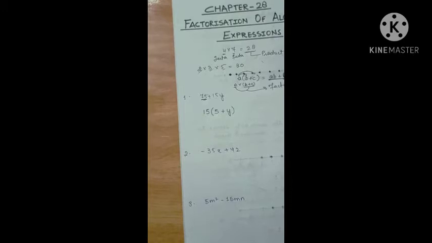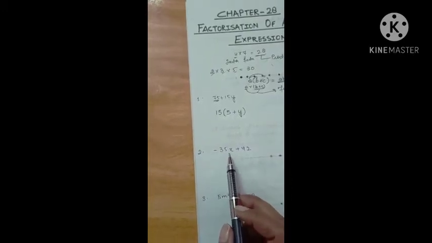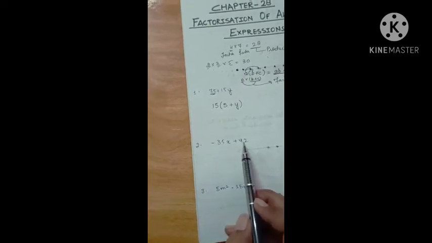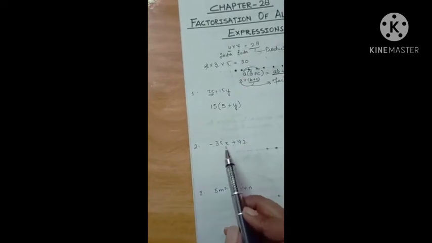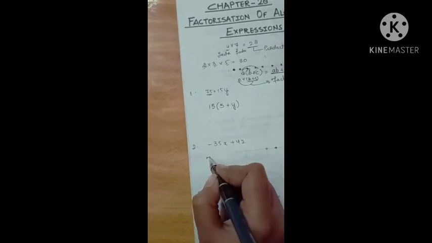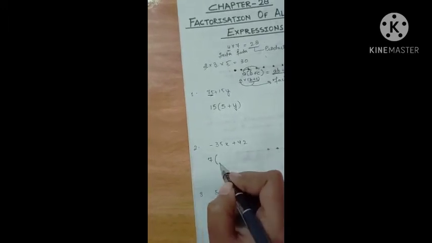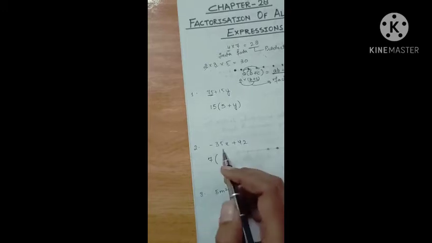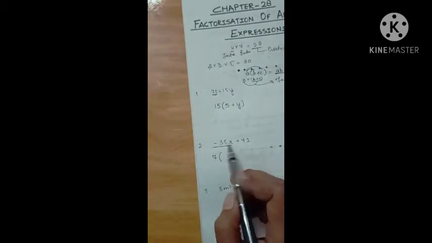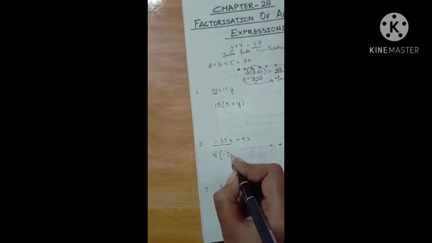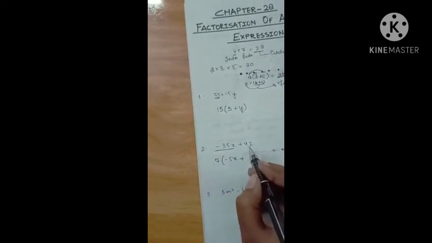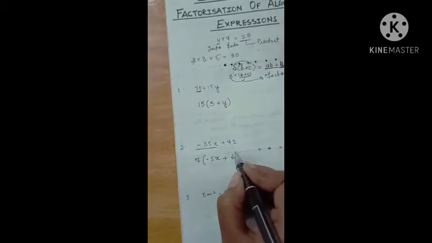Now see this one. Here we have minus 35x plus 42. Now see 35 and 42. 7 6s are 42 and 7 5s are 35. It means 7 is a common factor here. So we take out 7 from here. Now what is left here? Minus 5x is left here. Then we place a sign plus here, and 7 6s are 42, so we write 6 here.